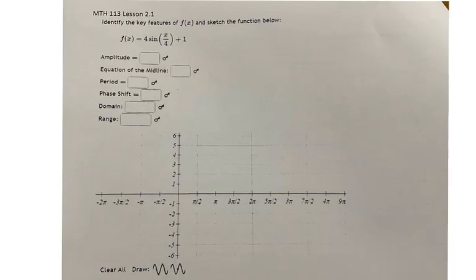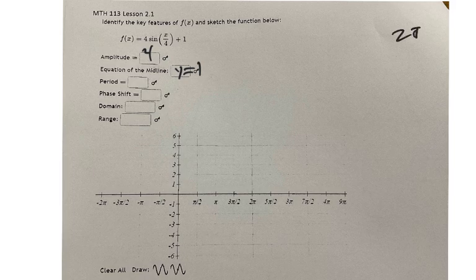What's the amplitude? 4. Where's the midline? Y equals 1. What's the period? It would be 2 pi over b. What's my b value? 1/4. So 2 pi over 1/4 is 8 pi. Phase shift, 0. Domain, negative infinity to infinity, always.